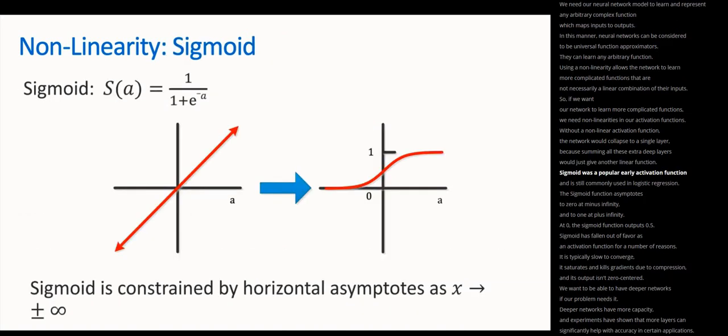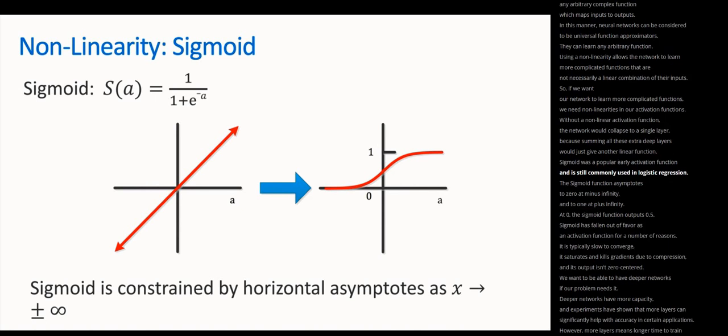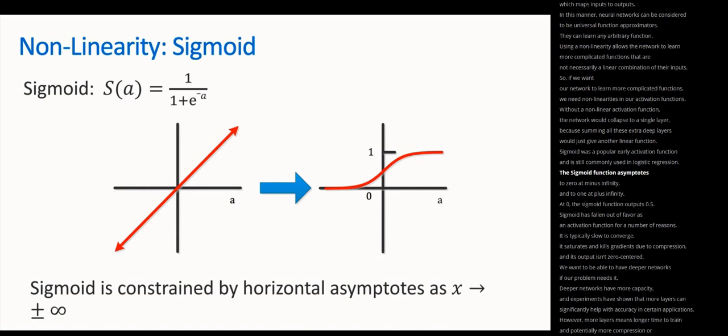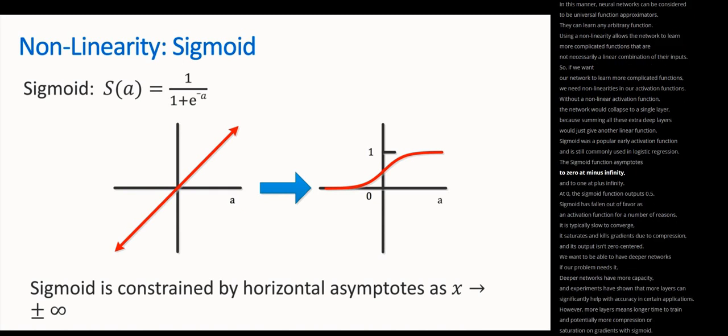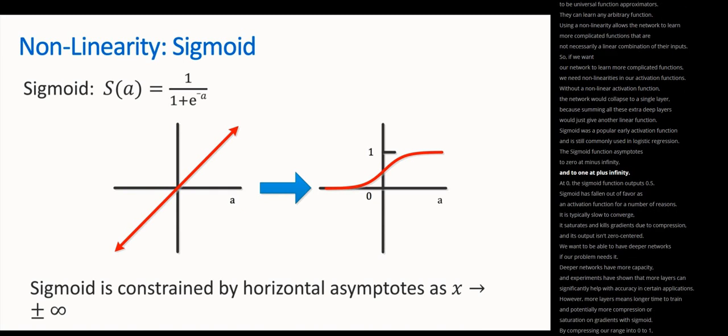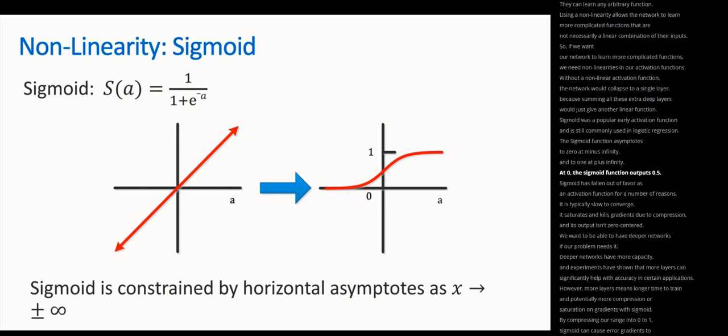Sigmoid was a popular early activation function and is still commonly used in logistic regression. The sigmoid function asymptotes to 0 at minus infinity and to 1 at plus infinity. At 0, the sigmoid function outputs 0.5.